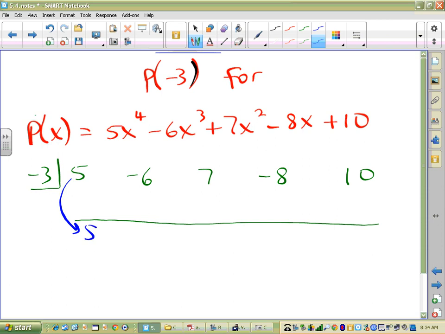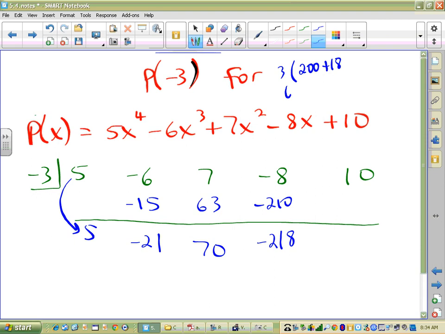And then what do we do? We multiply diagonally and add vertically. We multiply diagonally, and we add vertically. And we multiply diagonally, and we add vertically. We multiply diagonally. 200 plus 18 times 3 is 654. So that's 664. Whoa! Oh, look at that! Oh! What did we get? We got the same thing, and we didn't have to square anything.